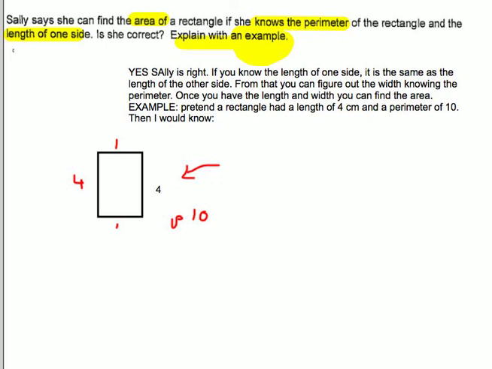Well, yes, absolutely I can find the area. I know the formula for the area is length times width, and so I know the formula here is 4 times 1, so the area would be 4 centimeters squared. Therefore, if you know the perimeter and one line, then you can automatically know the area as well.